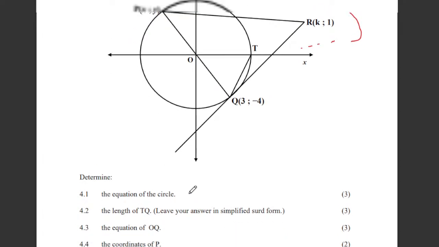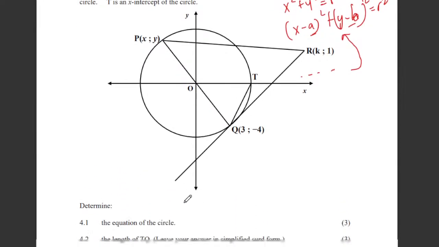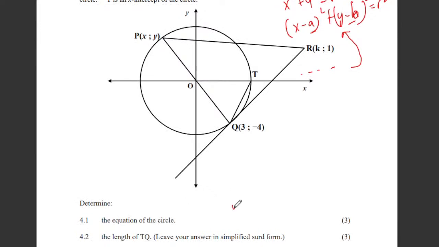Then they want the equation of the circle. Since the circle is passing through the origin, all we need is just the radius. We have the origin, which is 0 for x and 0 for y. Use OQ and then the distance formula. That will be our radius, and then substitute it there.